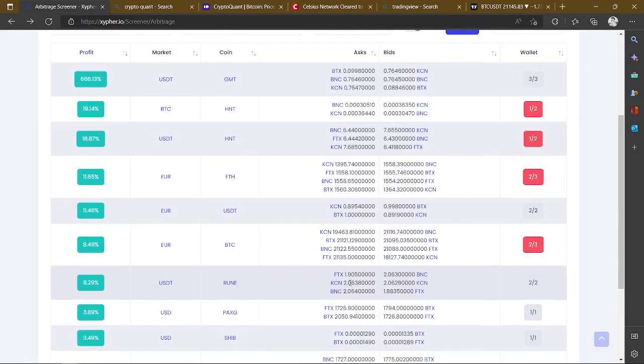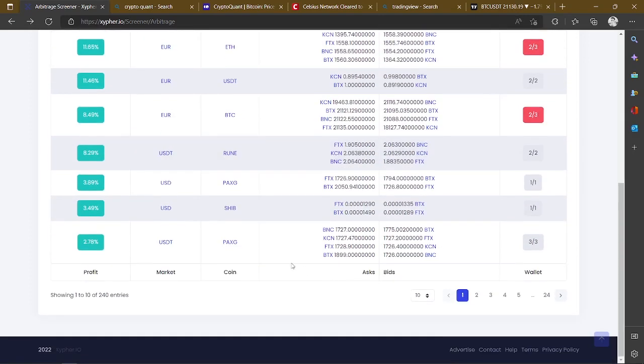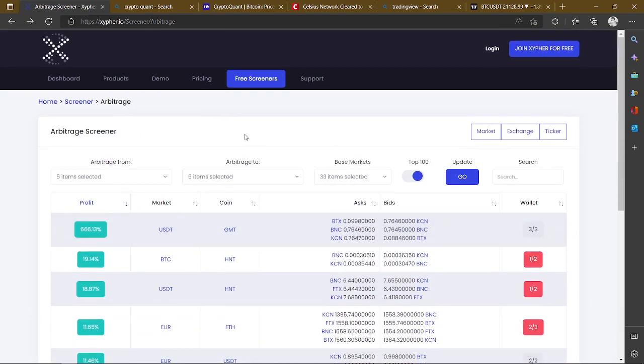For example, Binance Smart Chain is actually the cheapest chain I've used so far. So I recommend you use those cheap chains so that you're not going to pay a lot of fees. So this is the platform when it comes to crypto arbitrage opportunities.